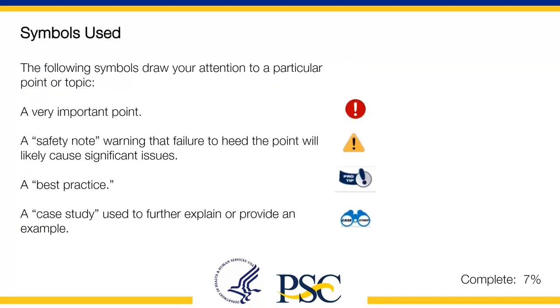The following symbols draw your attention to a particular point or topic. The red circle and exclamation point denotes a very important point. The yellow caution triangle denotes a safety note warning that failure to heed the point will likely cause significant issues. The blue exclamation point and banner denotes a best practice, and the blue binoculars denote a case study used to further explain or provide an example.